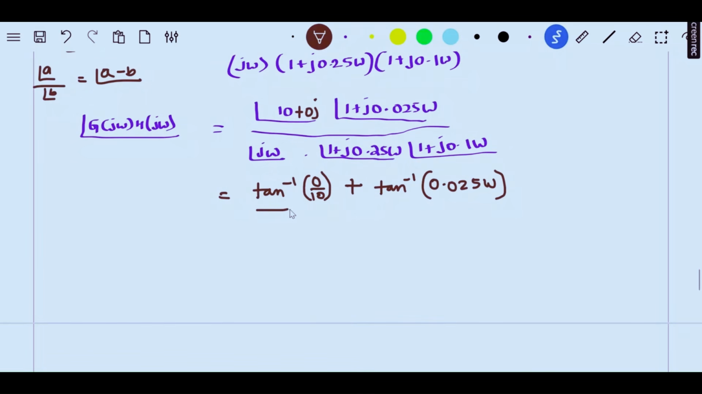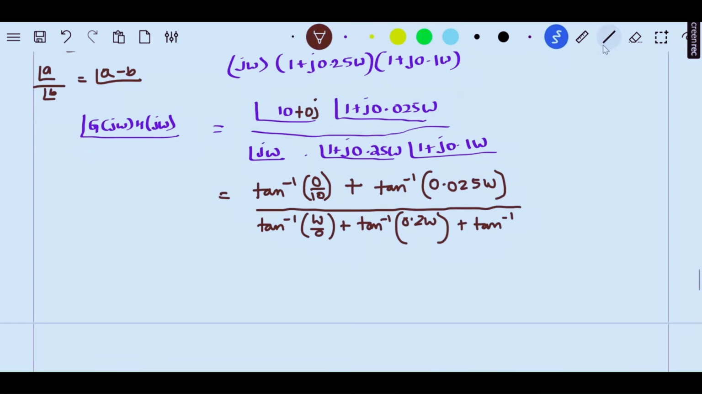Whole thing divided by angle of j omega is tan inverse of omega by 0, added with tan inverse of 0.25 omega by 1, which is 0.25 omega, added with tan inverse of 0.1 omega. So this finally gives me all the denominator terms. If I take it to numerator, it all becomes subtraction.